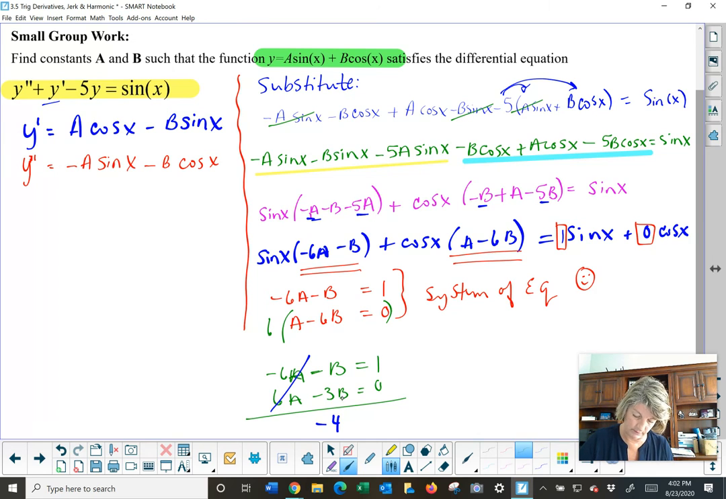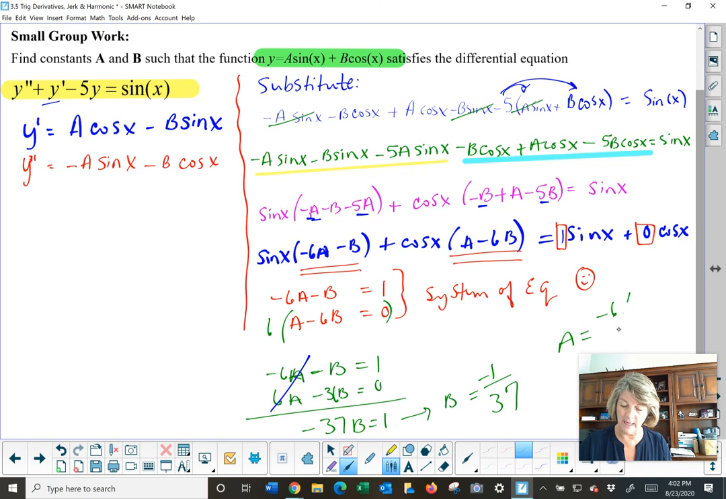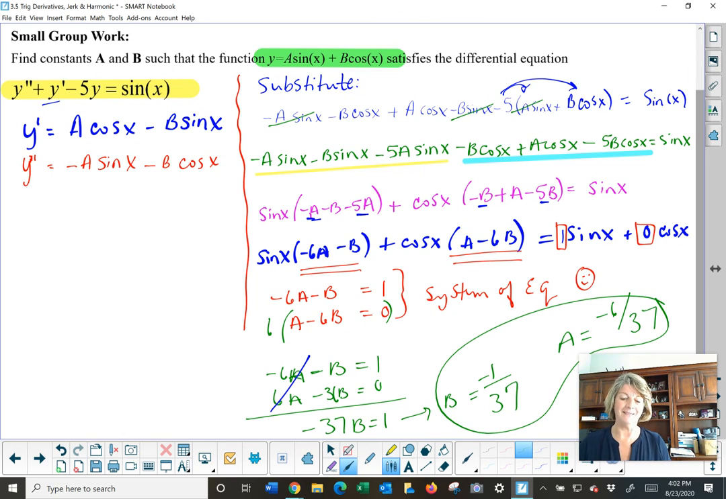Oh, that 36 didn't write. Negative 37b equals 1. Therefore, b is equal to negative 1 over 37. Woohoo! Then we have to find a, because it says find constants a and b. So then for a, plug it back in, and you'll find a to come out as negative 6 37ths. And we got our answers. No problem. So, very good.